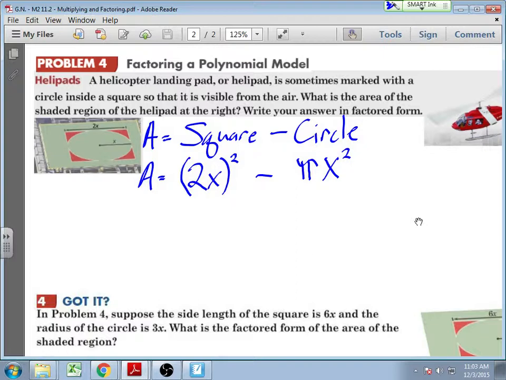This squared, be careful, goes to both the coefficient and the variable. So what do we get? 4x squared minus pi x squared. But now I can simplify this by factoring out whatever's common.